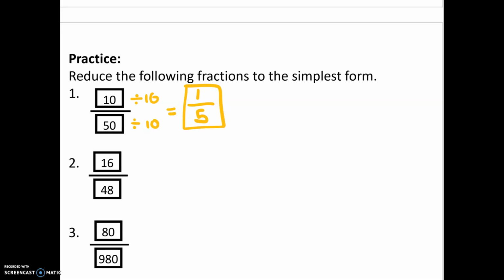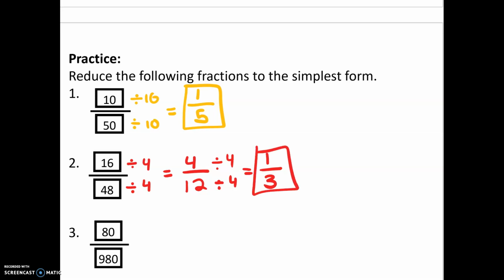Question number 2, 16 and 48. So I might not know right off the bat what numbers go into both those, but I notice 4 goes into both of them. So let's divide it by 4 first. 16 divided by 4 is 4. 48 divided by 4 is 12. Is it fully reduced? No. We can also divide these by 4 again. So 4 divided by 4 is 1. 12 divided by 4 is 3. So 1/3 is our fully reduced fraction.